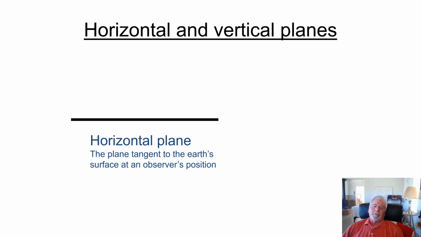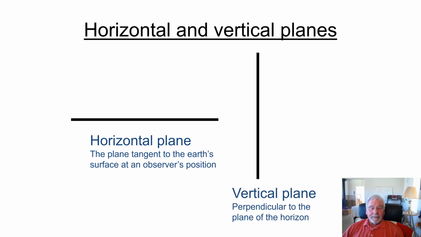So I use the terms horizontal and vertical plane. A horizontal plane is the plane tangent with the Earth's surface at an observer's eye. So in other words, when you look at the floor, you're seeing a horizontal plane floor. At least I hope you are, unless you're standing in the Mystery House there in San Jose. You would be seeing a horizontal plane floor when you look at the floor. Then we talk about a vertical plane, and a vertical plane is simply perpendicular to the plane of the horizon.